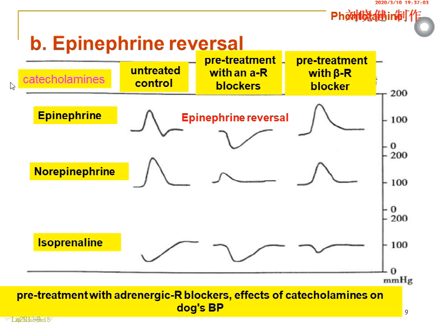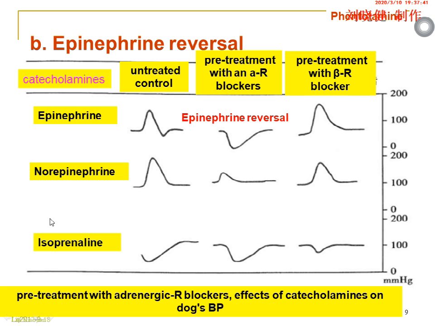Okay, now, next effect. Phentolamine, working as an alpha receptor blocker, induces a phenomenon. We call this epinephrine reversal. This can be a concept for you. You should know what it means. Epinephrine reversal. Now, let me explain with these figures. Okay, now look at it.